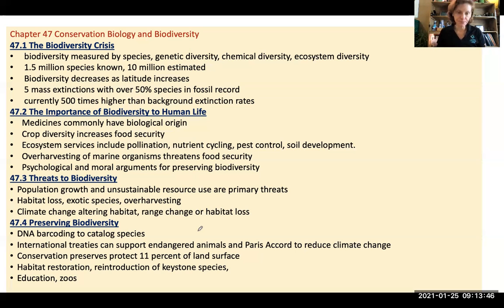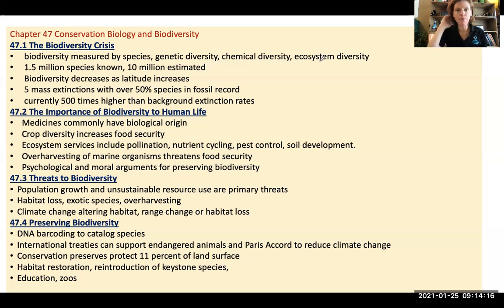So, some of the things I went through, this chapter is on conservation biology and biodiversity. And so I just went through, I'll read a couple here. So biodiversity is measured by species, genetic diversity, chemical diversity, and ecosystem diversity. So those are all ways that you can measure biodiversity. Then I've got the number of species that are known and estimated, how biodiversity changes with latitude. You can go through this.